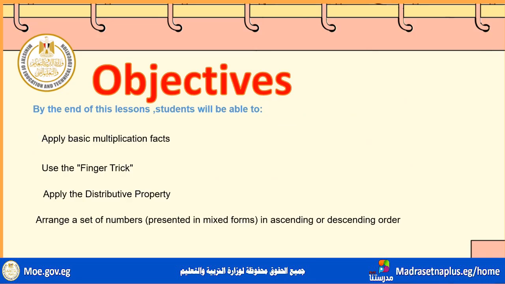Our lessons. First one, apply basic multiplication facts. Use the finger trick for table 9. Apply the distributive property. Last objective, arrange a set of numbers in ascending or descending order. Let's start.